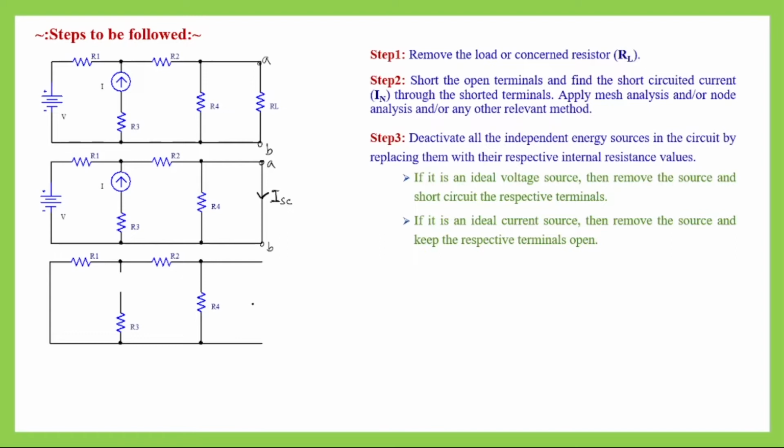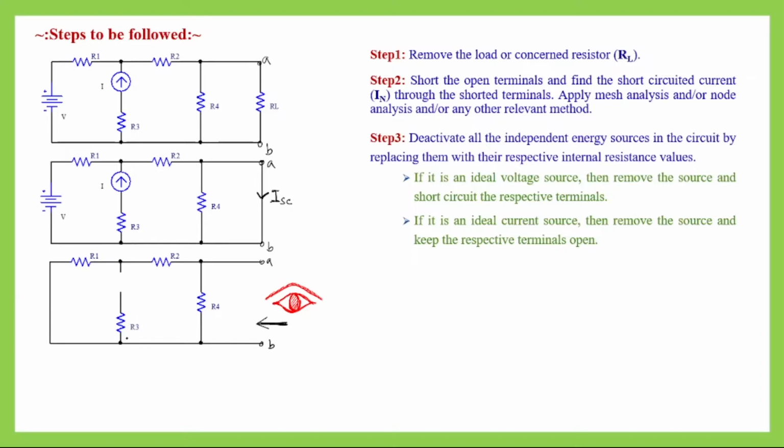Now we will look from the concerned terminals towards the circuit. Since these are our concerned terminals between which the load resistor was connected, we will look at the circuit from this side, and we will find out the internal resistance of the whole network. Since we are looking from this side and want the equivalent resistance of this network, we will start our simplification from the opposite side.